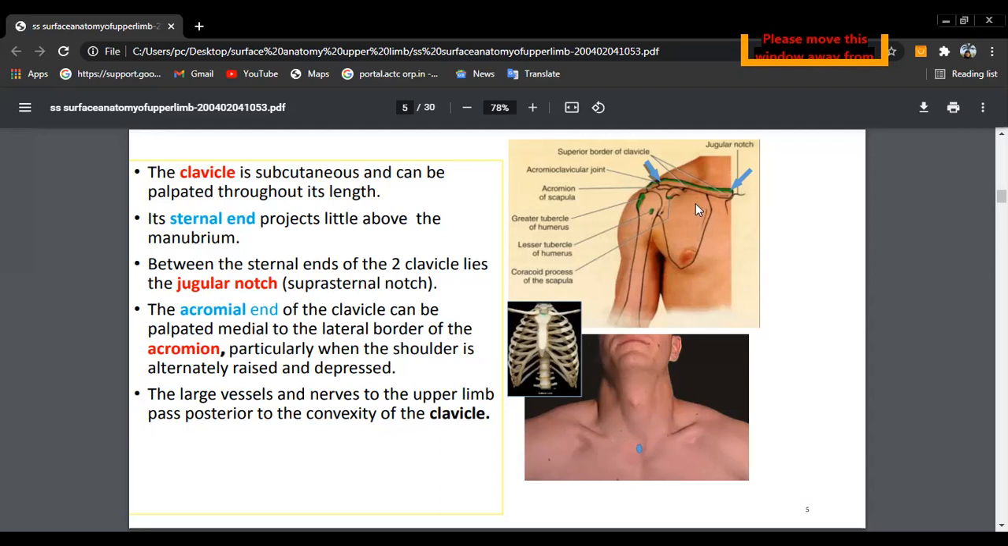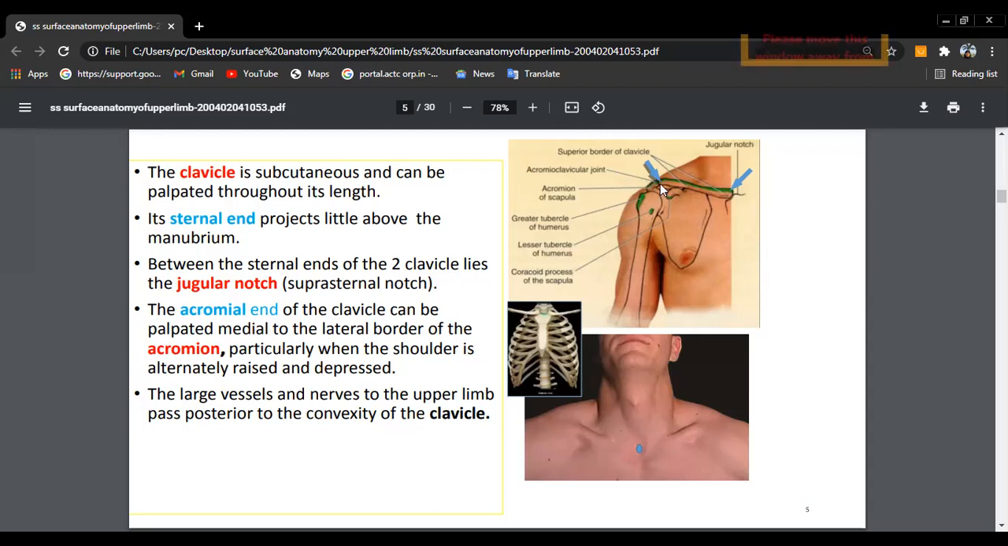Okay, the other end of the clavicle where the arrow has been shown, that is the acromial end of the clavicle. It can be palpated medial to the lateral border of the acromion, particularly when the shoulder is alternately raised and depressed. At this point, you would be able to palpate the acromial end of the clavicle.